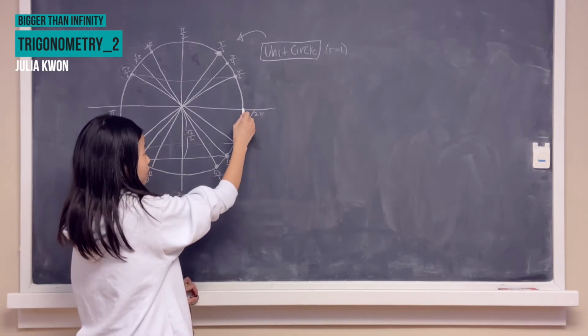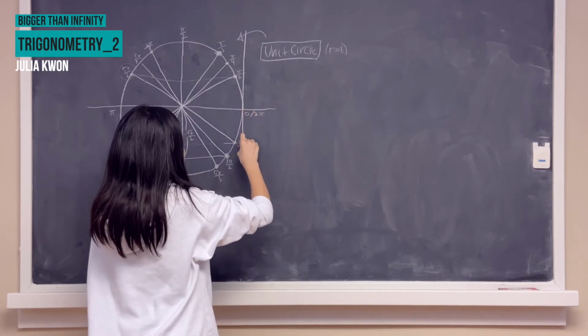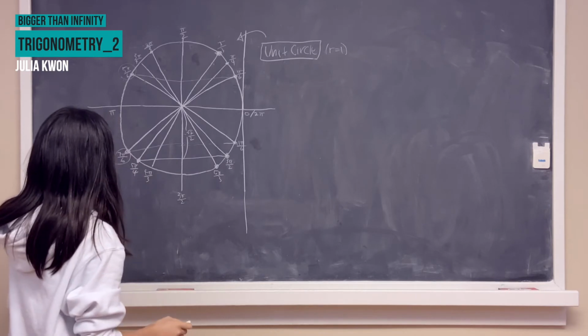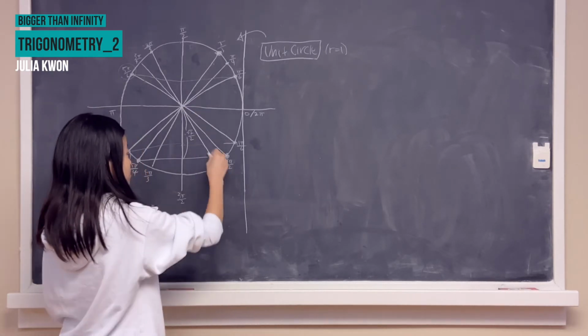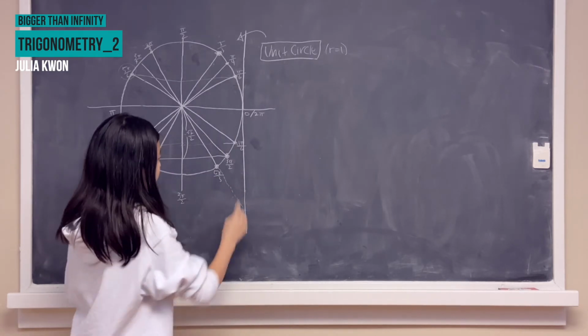So I first draw a vertical line right next to the unit circle, and then I just connect these lines so it connects to the vertical line that we just made.